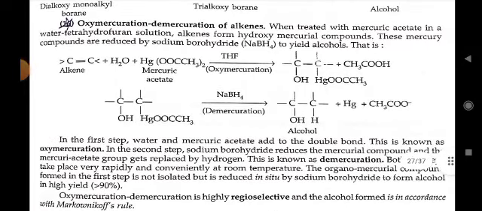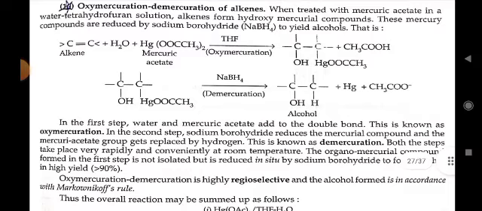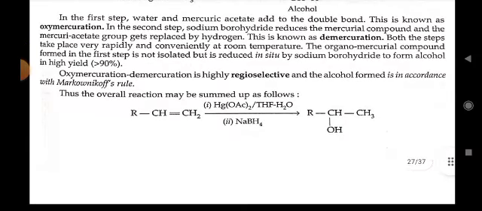Oxymercuration-demercuration of alkenes. When treated with mercuric acetate in a water-tetrahydrofuran solution, alkenes form hydroxymercurial compounds. These mercury compounds are reduced by sodium borohydride to yield alcohols. In the first step, the water and mercuric acetate add to the double bond. This is known as oxymercuration. In the second step, sodium borohydride reduces the mercurial compound and the mercuric acetate group gets replaced by hydrogen. This is known as demercuration. Both steps take place very rapidly and conveniently at room temperature.